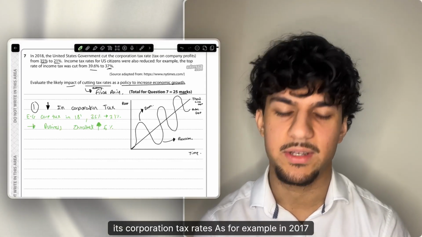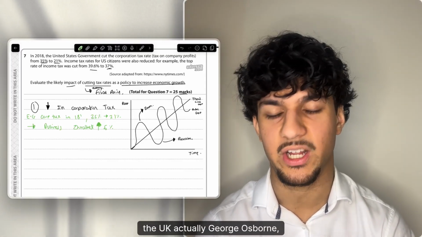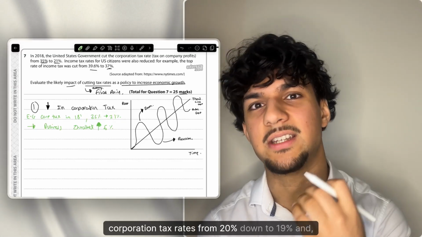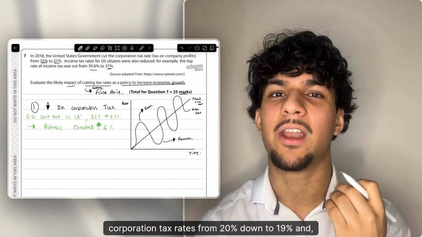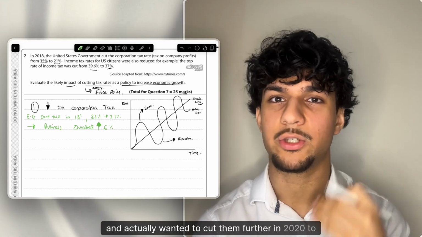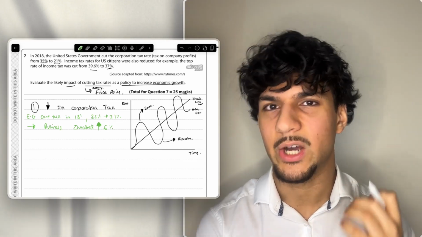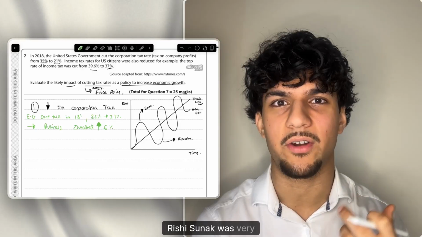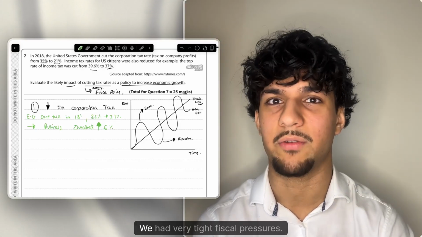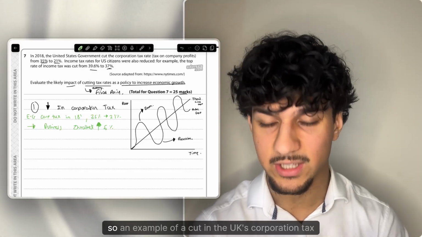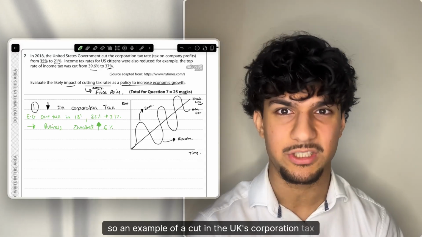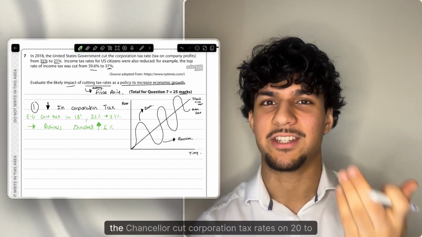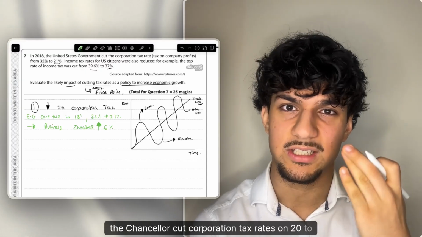As, for example, in 2017, the UK, actually George Osborne, the Chancellor at the time, cut corporation tax rates from 20% down to 19%, and actually wanted to cut them further in 2020 to around 17%. However, the cut in 2020 never came since Rishi Sunak was very strict on the budget. We had very tight fiscal pressures. But yeah, an example of a cut in the UK's corporation tax rate would be 2017, where George Osborne, the Chancellor, cut corporation tax rates from 20 to 19%.